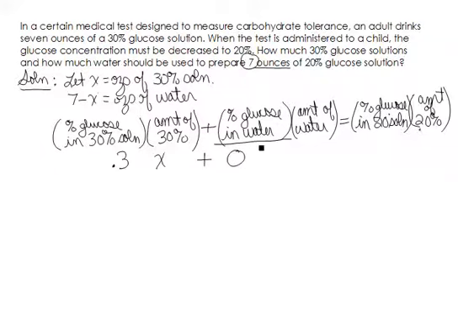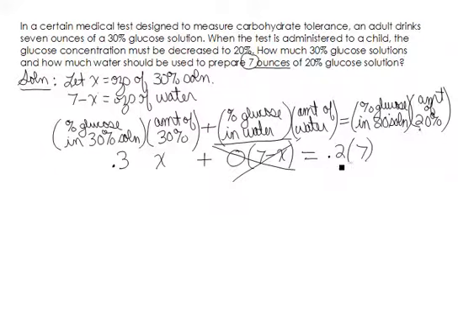Now let's just keep going. So the percent glucose in water is 0. The amount of water we decided was 7 minus x. That should be equal to the percent glucose in a 20% solution, 0.2, and the amount that we want total is 7 ounces. So basically, when we add water, we're not adding any additional sugars. So that term does not contribute anything. So we just have a pretty simple linear equation here.